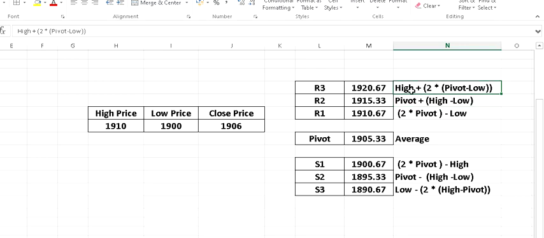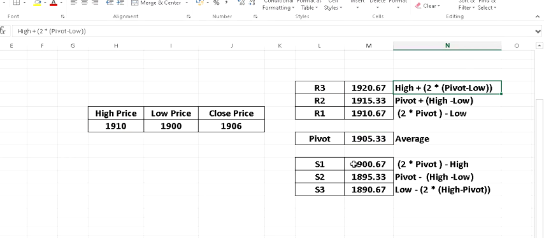Then for resistance 3, you subtract the low price. This is your low price 1900. Subtract it from pivot. Then the value you get, you multiply it by 2 and you add it to your high price. This is your high price 1910. Okay, that should give you your resistance 3.